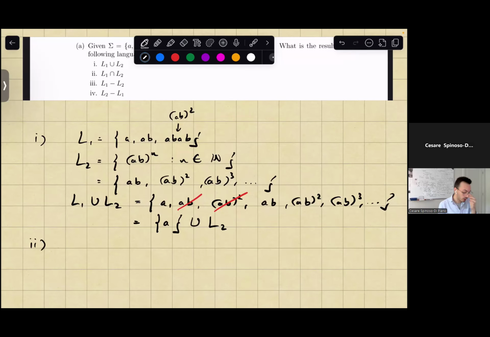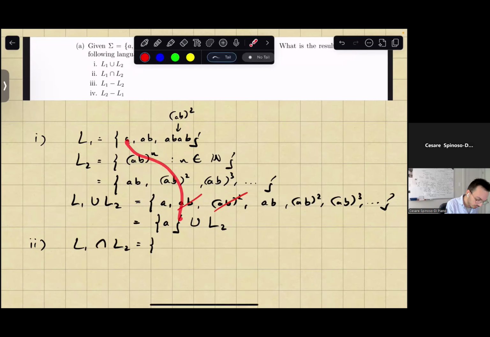Okay, then what about the intersection? Well, the intersection, we've already kind of noticed what the intersection is. It's AB and AB squared, right? Those are the two strings that are common between L1 and L2. So L1 intersect L2, that's going to be all of the strings that are both in L1 and L2. Because L1 is the shorter one, I can just say, well, is A in L2? No. Is AB? Yes. Is AB squared? Yes. So then I just get AB and AB squared.